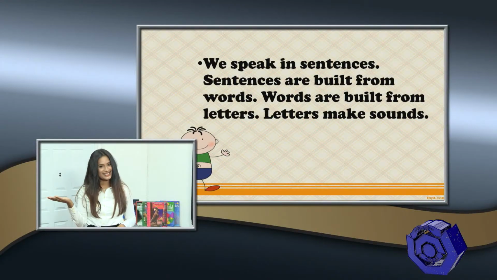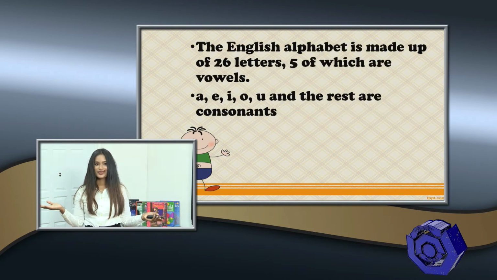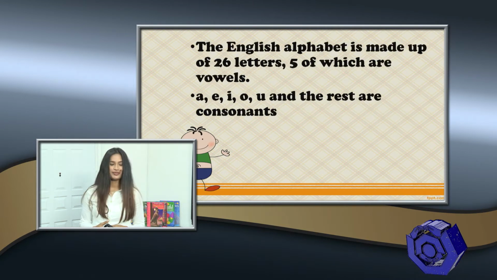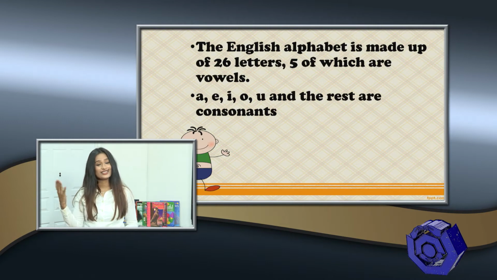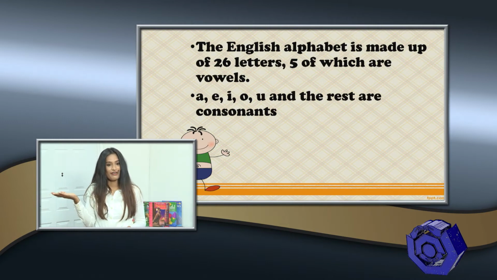Today, I'm going to show you how we build words. We speak in sentences. Sentences are built from words. Words are built from letters. Letters make sounds. The English alphabet is made up of 26 letters, 5 of which are vowels.